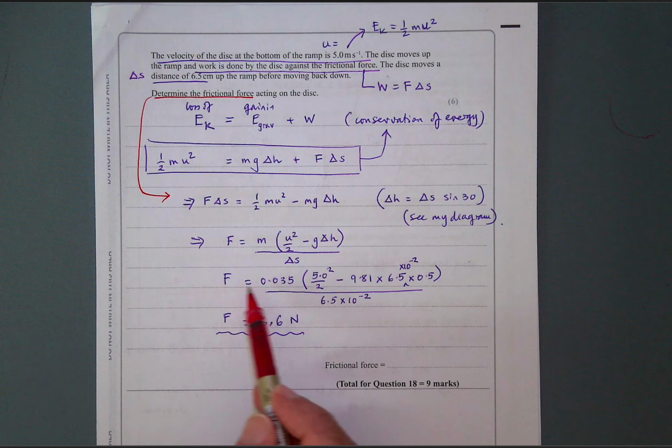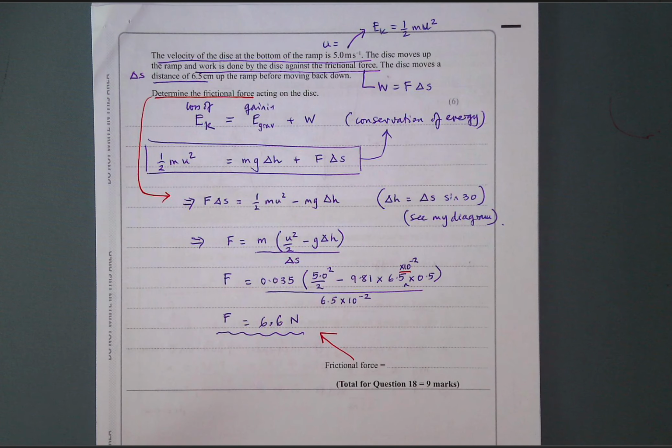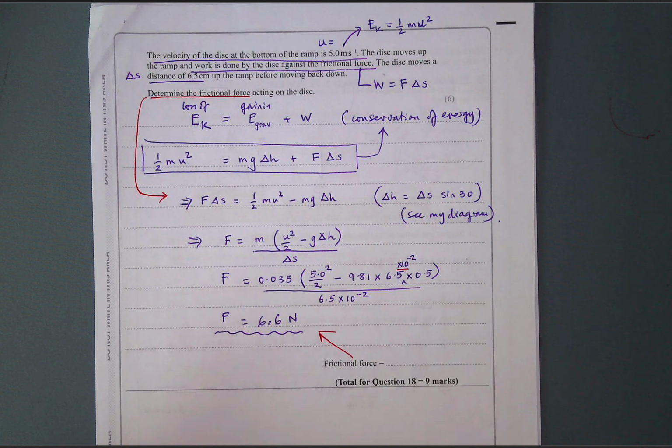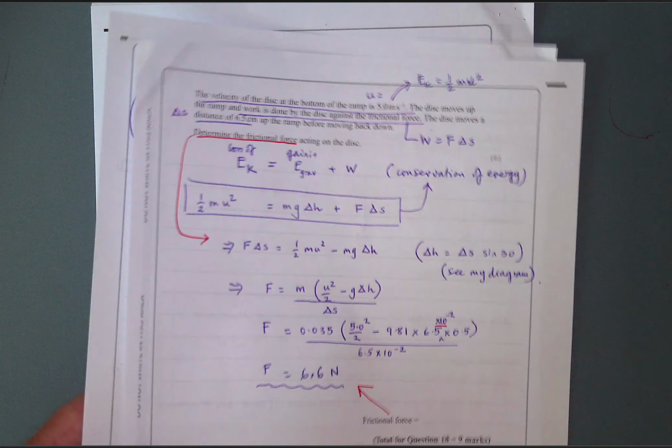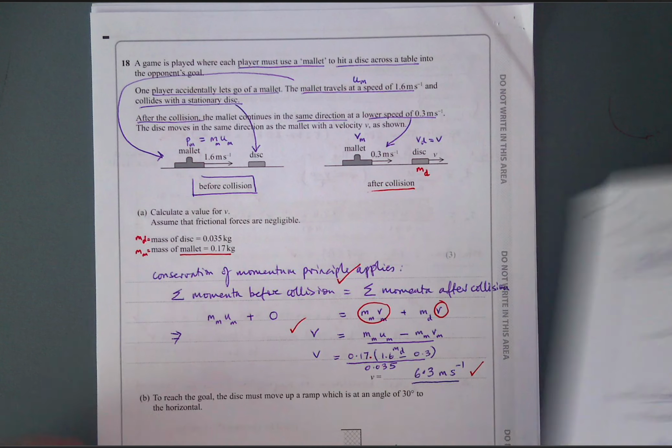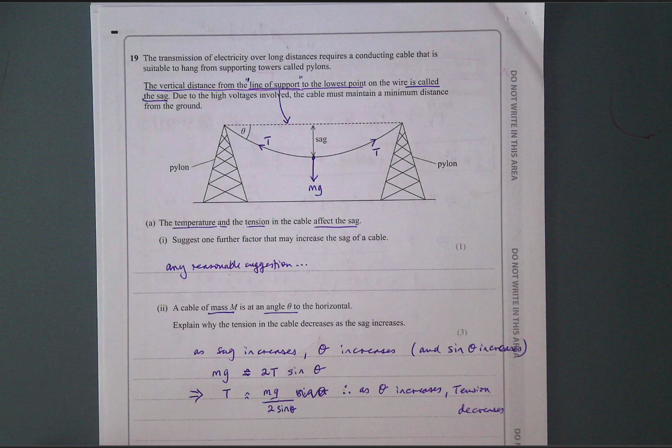So it's easy to make these kinds of mistakes where you lose marks. The force will then come out to 6.6 newtons. Okay? So that's question 18 done. And again, if you want to get a bit more detail on it, you can look at the mark scheme.